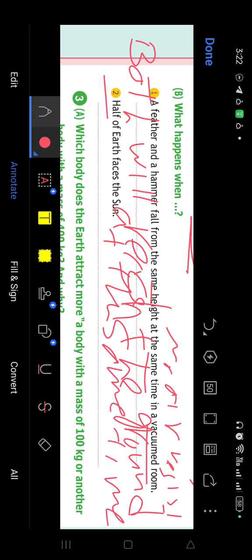Okay, half of Earth faces the sun. Yes, of course, it's easy. Half facing the sun means yeah, it will be day. It will be day in this half.